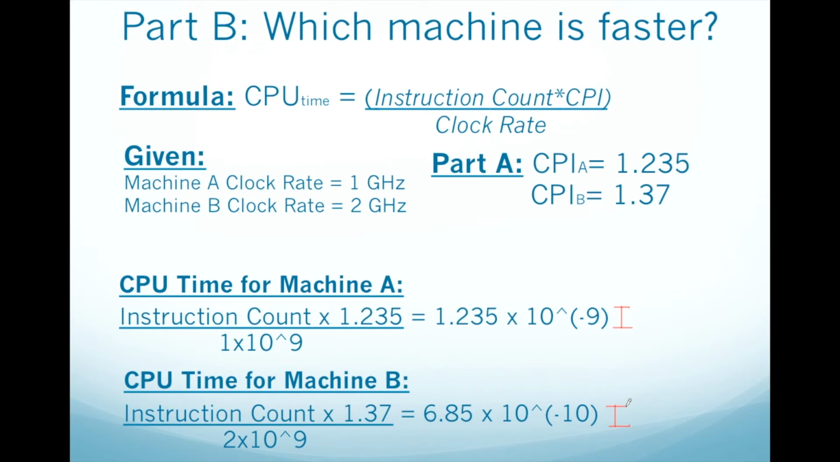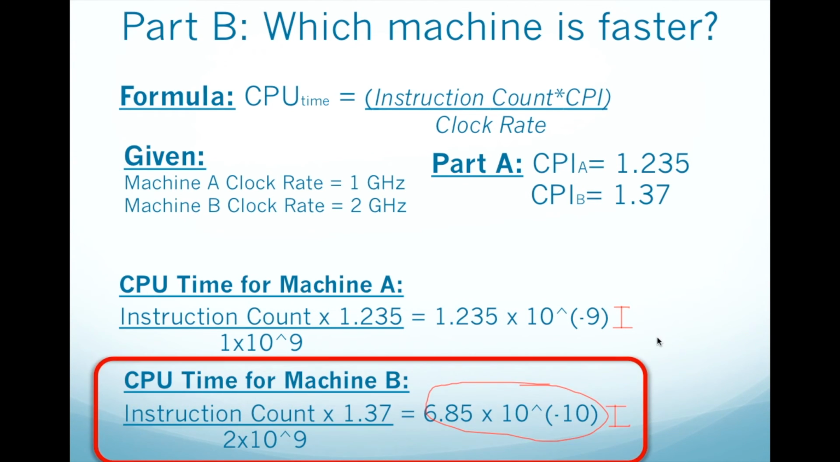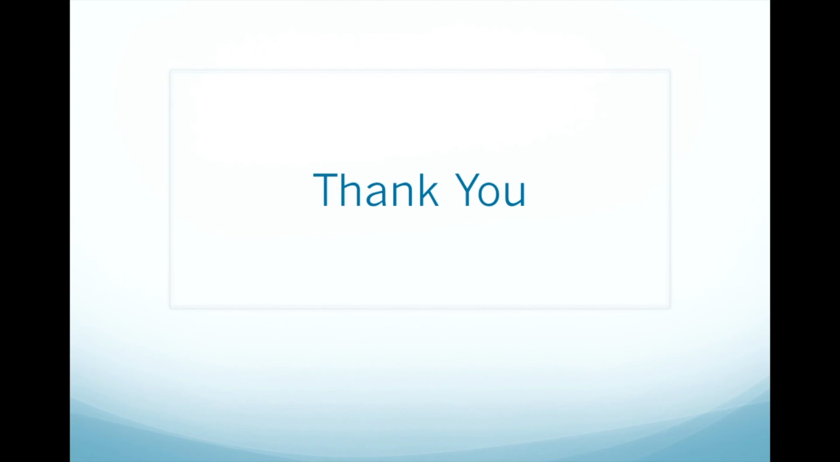And just looking at these, to see which one's smaller, you can see that machine B has a shorter CPU time. So that means machine B is faster. So that's the faster one. And that's pretty much it for this problem.